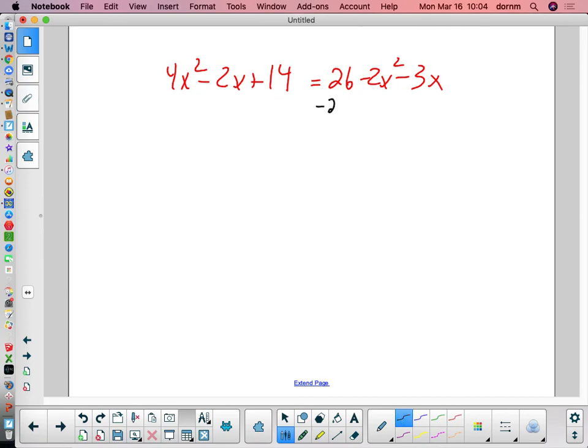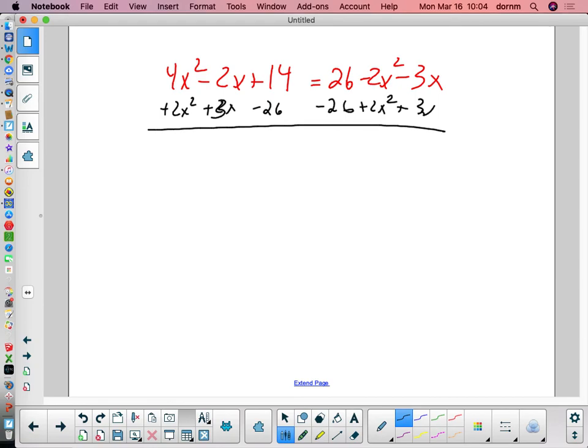Okay? Do minus 26 plus 2x plus 2x squared, sorry. Wow, don't make that mistake. Plus 3x. I'm left with 6x squared plus x minus 12 equals 0. All right. This is not going to be a nice one. This is going to be one of the AC method ones. That's okay. We can do it.